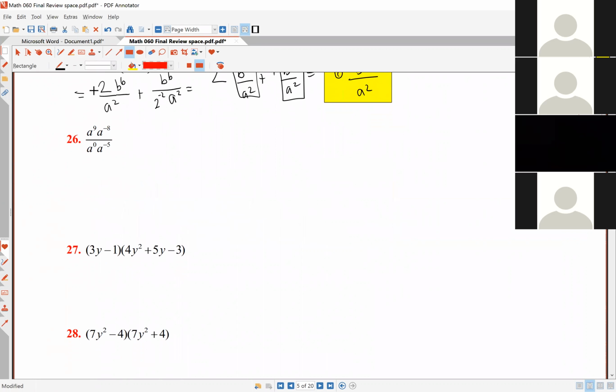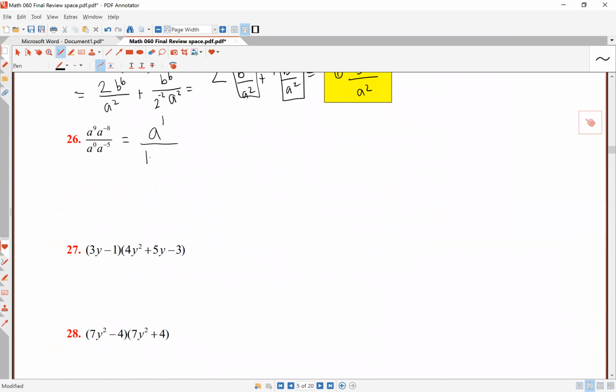All right, a to the 9th, a to the negative 8. 9 minus 8 is 1. It's a to the 1st. A to the 0 is 1, and the a to the negative 5 goes to the top as a to the 5th. So that's a to the 6th power.